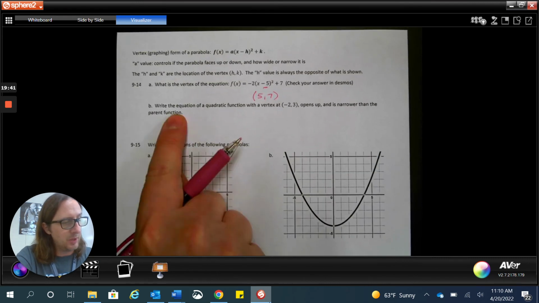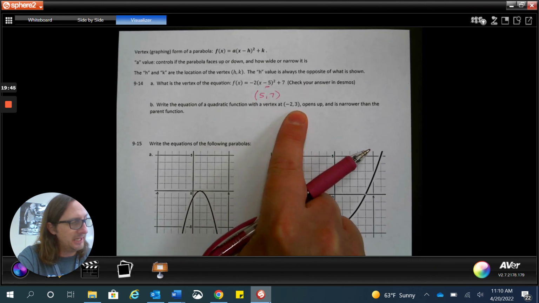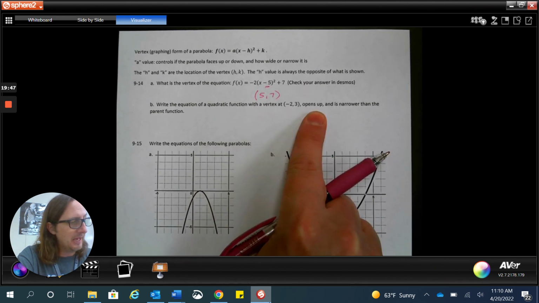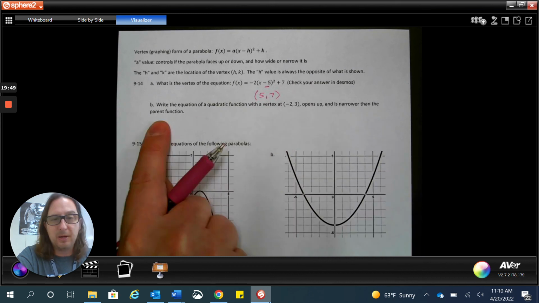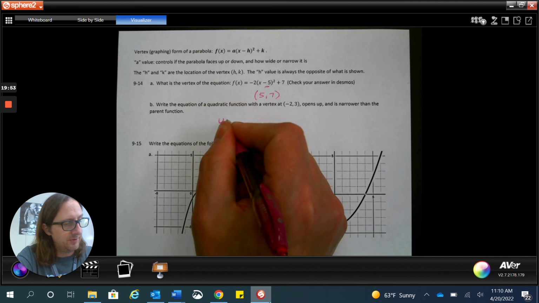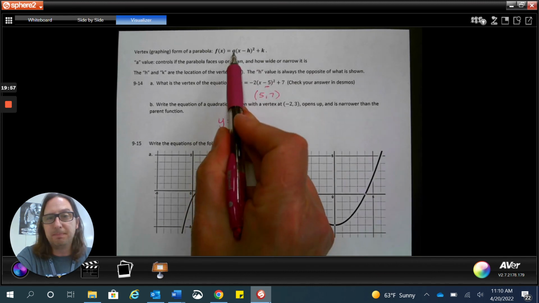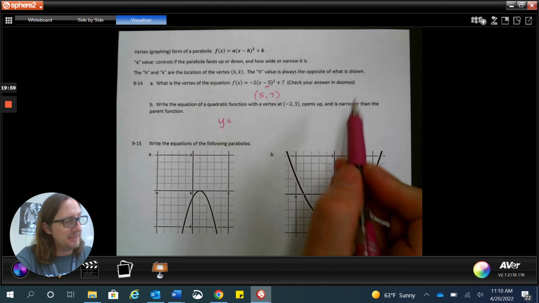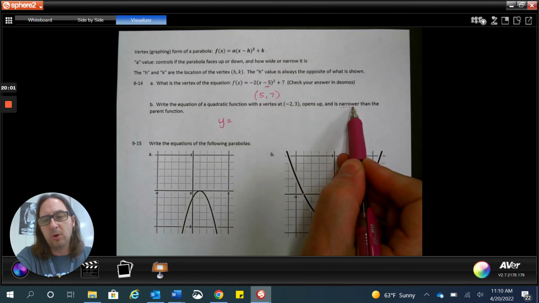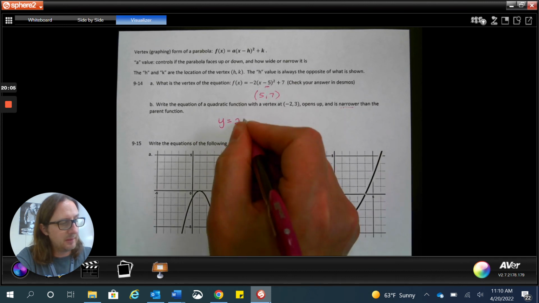All right, next, write the equation of a quadratic function with a vertex at (-2, 3). It opens up, and it's narrower than the parent function. All right, so first of all, it opens up. That means the a value is going to be positive. And it's narrower. Narrower means that that value has to be bigger than 1, so let's just put 2 there.